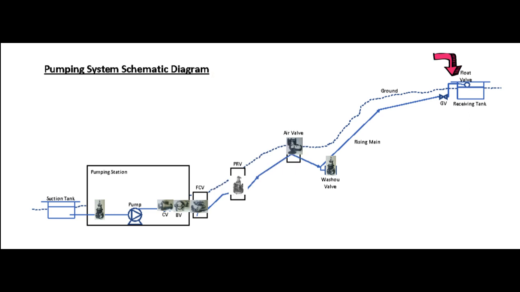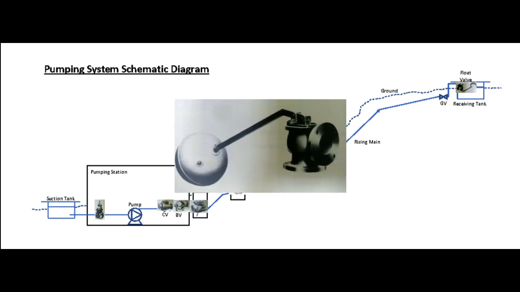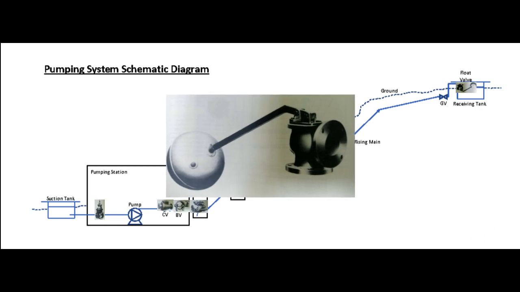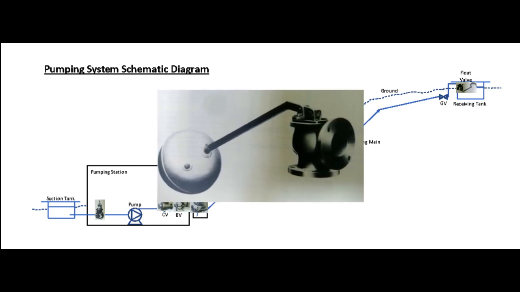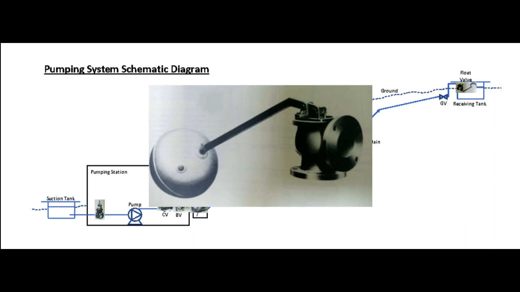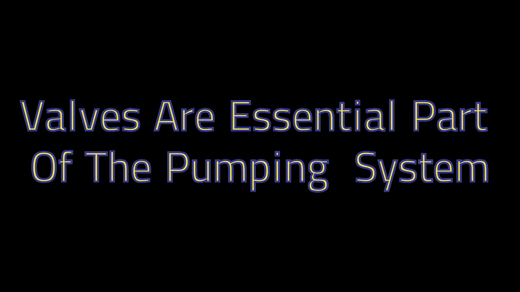Ball float valve. A ball float valve is installed at the receiving tank to control the water level in the tank. When the tank level is low, the ball float mechanism at low level will open the valve and allow filling of the tank. When the tank is full and the water level is high, the valve will close to prevent further filling. All these valves are essential parts of the pumping systems that are normally used. Some systems may not have one or two of them, depending on the system requirements.